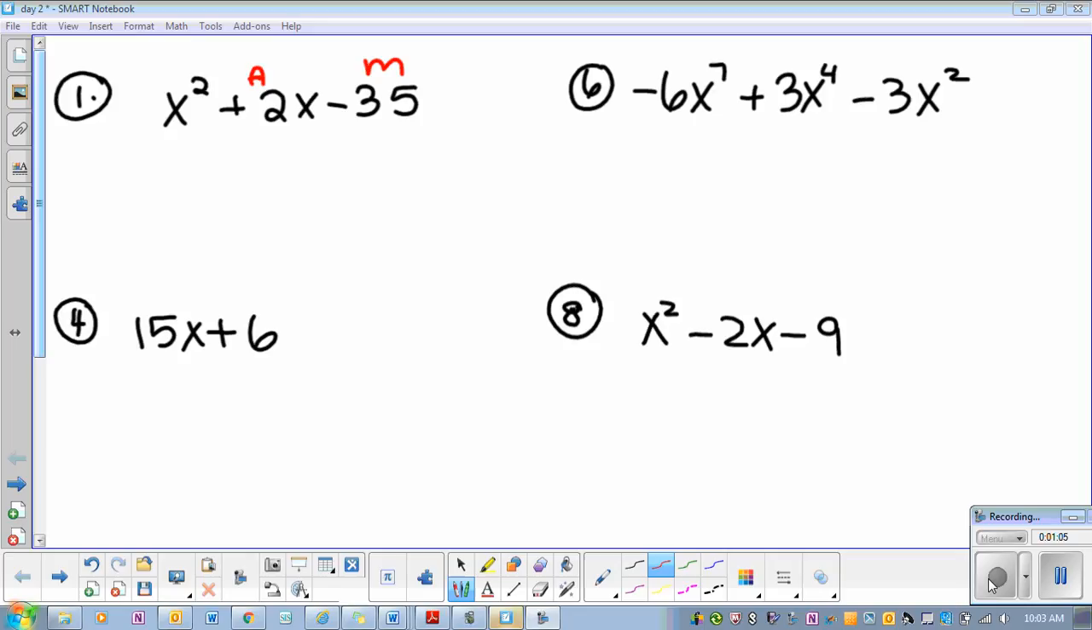right? So I need to find two numbers that multiply to give me negative 35 and add to give me a positive 2. Positive 7 and negative 5. Good. Positive 7 and negative 5.